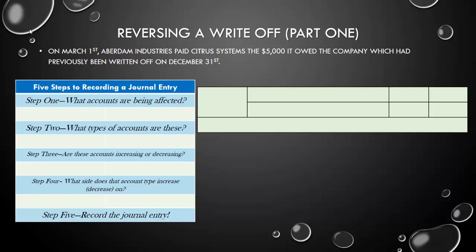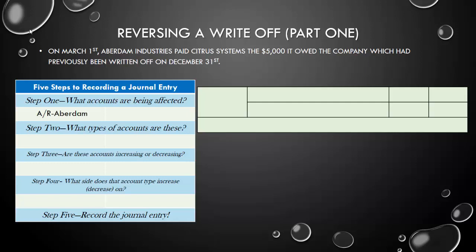What happens later if we receive payment on an account we deemed to be uncollectible in the past? On March 1st, Aberdam is going to actually pay us the $5,000, which it owed us, that we wrote off on December 31st. Well, this is going to be a two-step process. In the first step, we got to put the receivable back on the books, because we can't record the payment if we don't have the receivable. And we took the receivable off the books on December 31st.